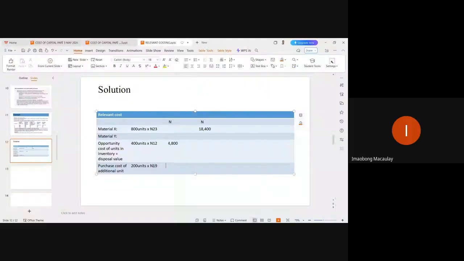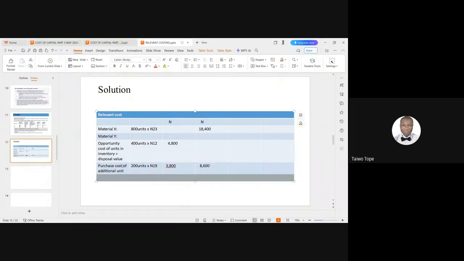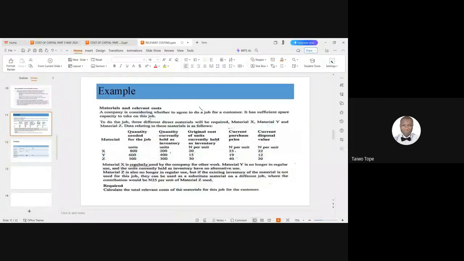Now, when you multiply, you have what? 3,800. When you add, the relevant cost of material Y will be what? 4,800 plus 3,800, 8,600. The next is material Z. Let's go to the question.